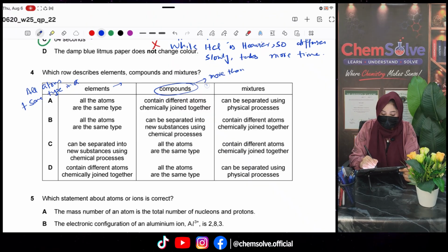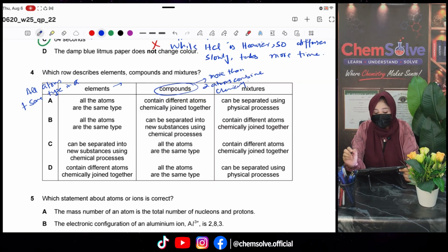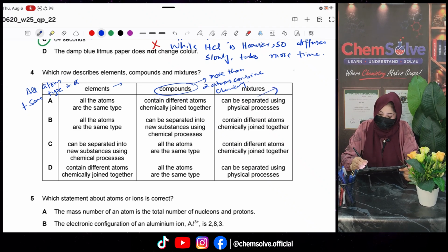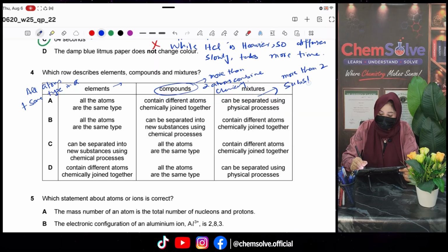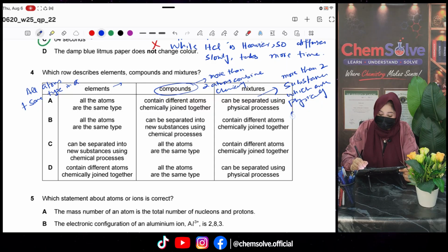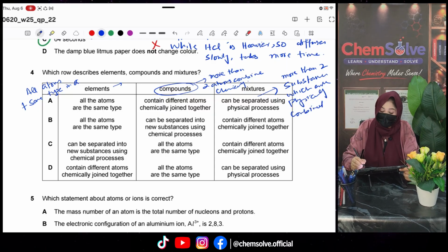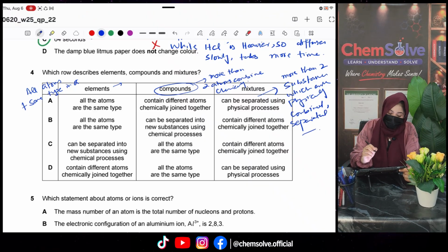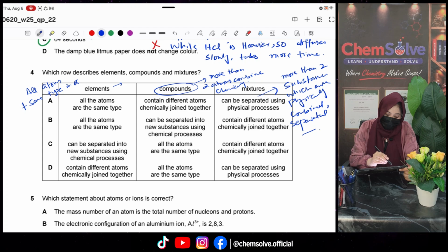A compound has more than 2 atoms combined chemically. And they have a fixed ratio as well, right? The mixture has more than 2 substances which are physically combined, not chemically combined, and they can be separated by physical means. So look at the options now.